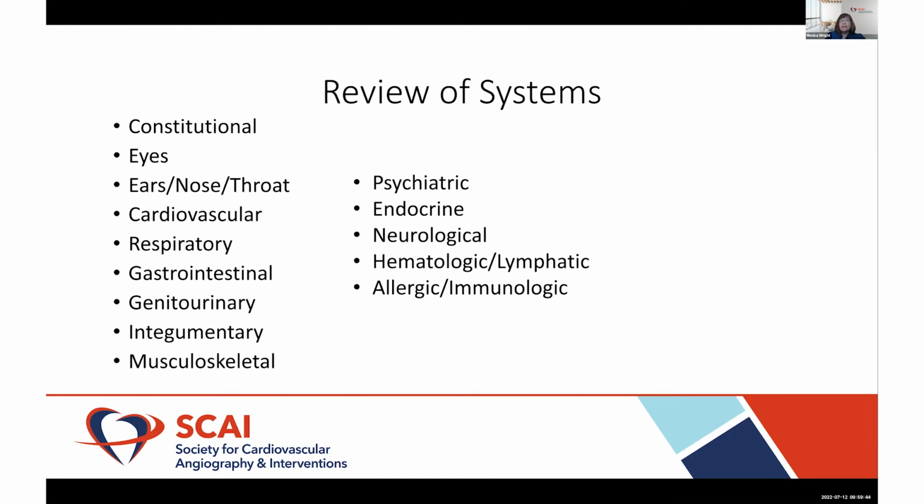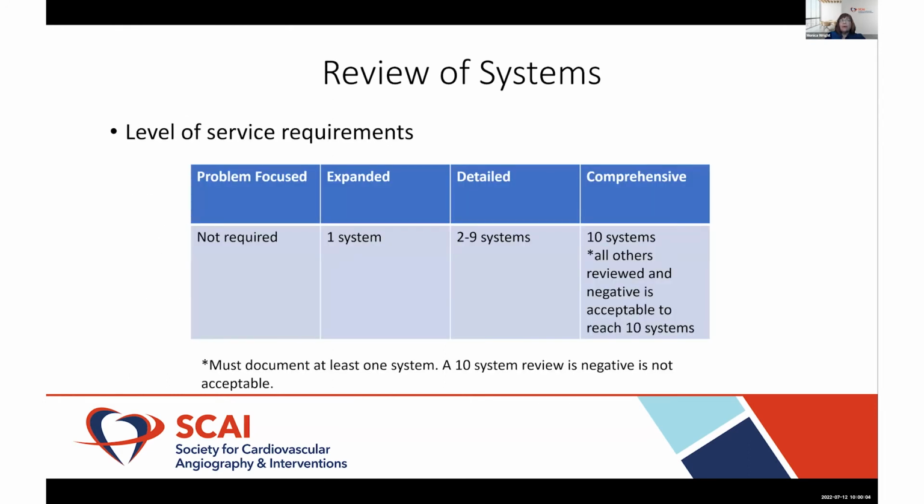Review of systems is comprised of constitutional, eyes, ENT, cardiovascular, respiratory, gastrointestinal, genitourinary, integumentary, musculoskeletal, psychiatric, endocrine, neurological, hematologic, and allergic. Note that 10 systems must be reviewed to reach comprehensive. Some payers allow a statement of all others reviewed and negative if at least 1 system is reviewed, but check with your payer.